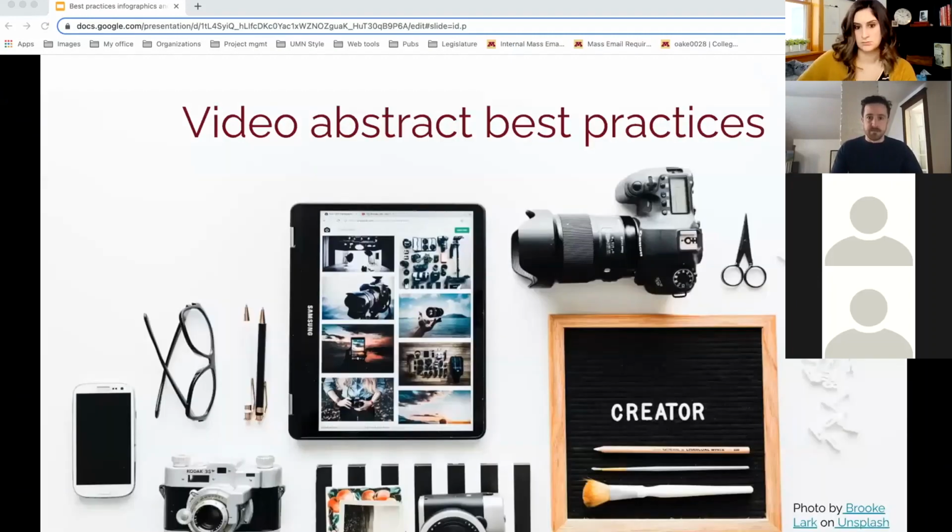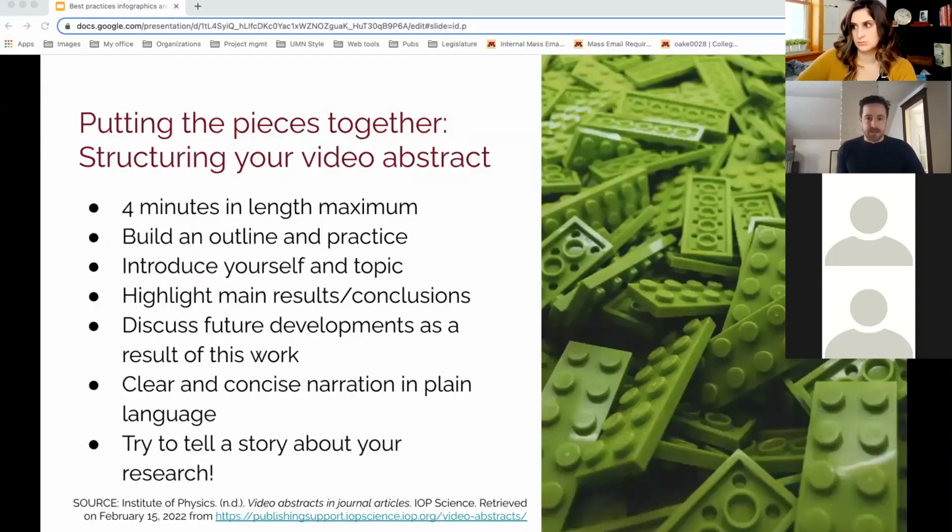So we'll talk about some best practices for putting together video abstracts. Again, there's really no one way to create a video abstract, but there are best practices to consider. We'll continue to drive home the importance of brevity and clarity. So 4 minutes in length is the maximum you want to do. Specifically for Research Day, we're asking that if you do a video abstract, it's no longer than 4 minutes.